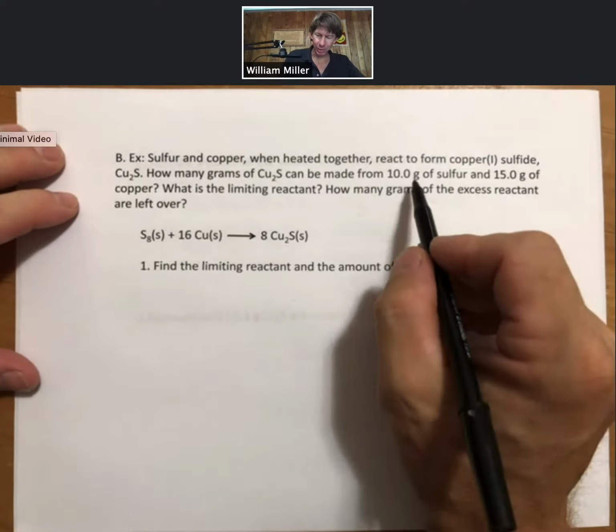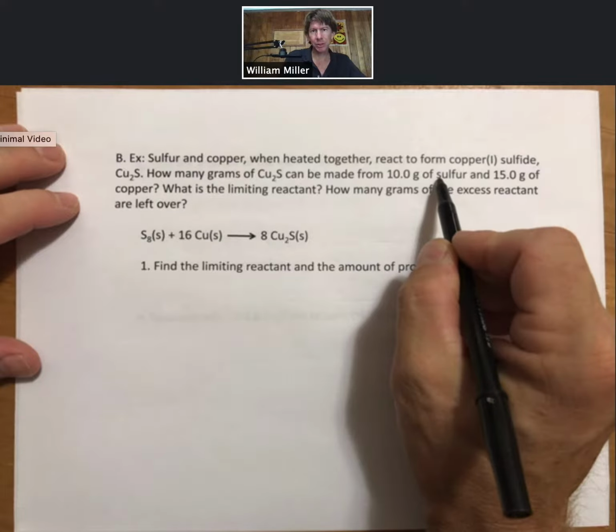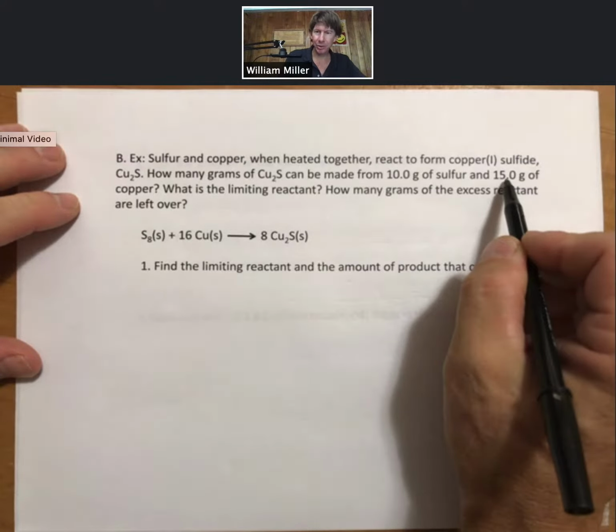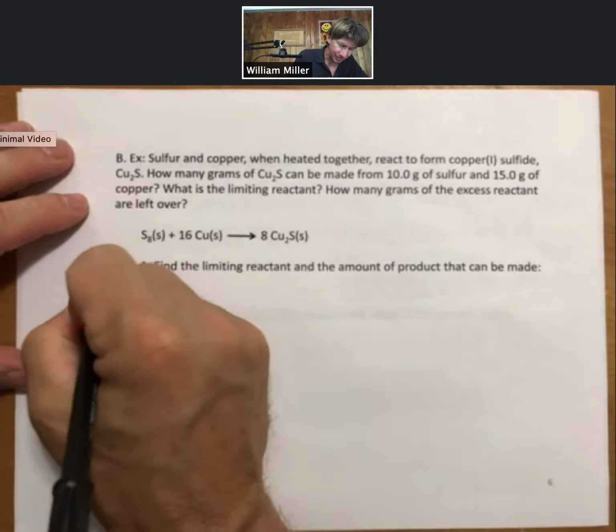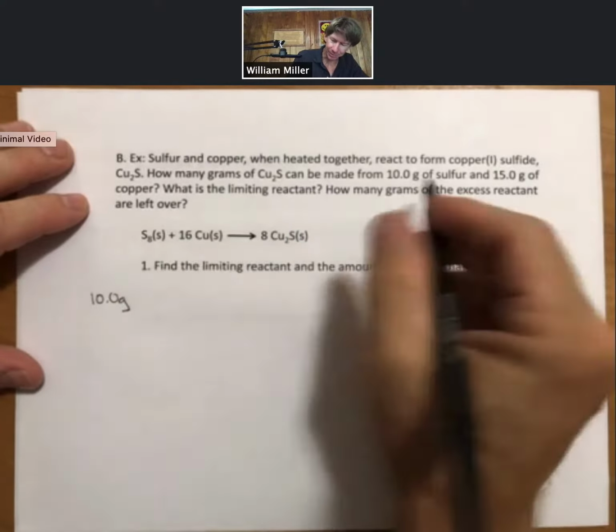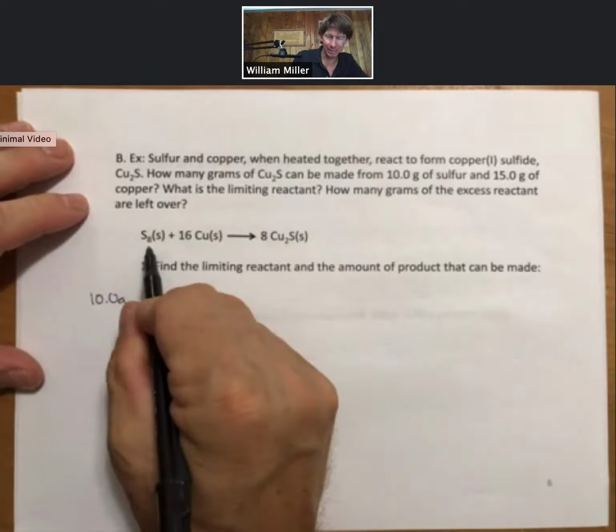Well, start with your grams of sulfur, do stoichiometry, then start with your grams of copper, and then we'll see which one has the smallest amount. 10.0 grams of sulfur, and when it says sulfur, it means S8.